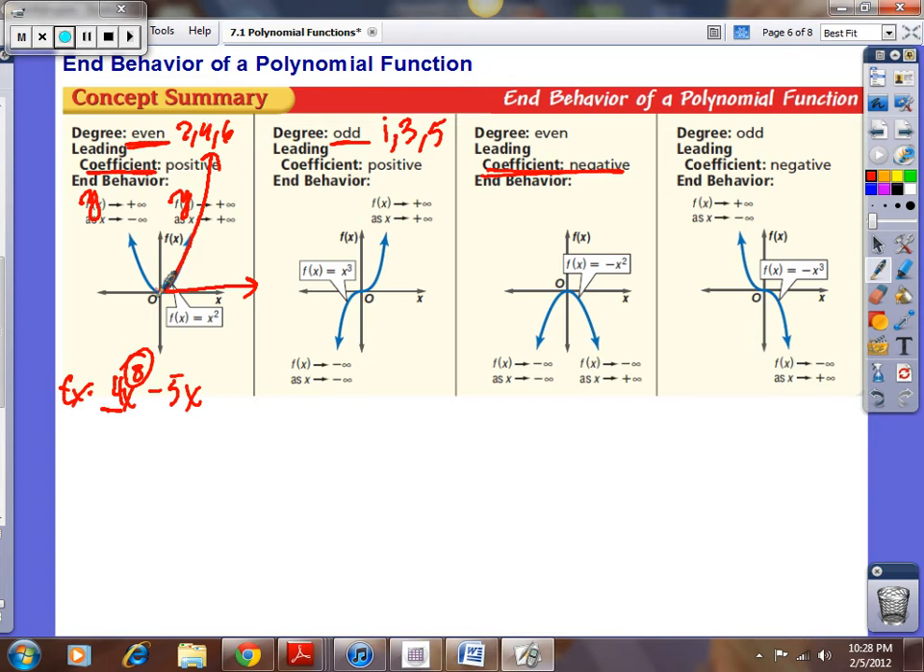And the more you go to the left, as x approaches negative infinity, your parabola is going to approach a positive infinity. If that makes any sense. Okay, let's talk about odd ones. If your degree is odd, if the exponent is 1, 3, 5, 7, the further you go to the right on the x-axis, the further up your graph is going to go. So as x approaches infinity, your y is also going to approach infinity, your f of x.